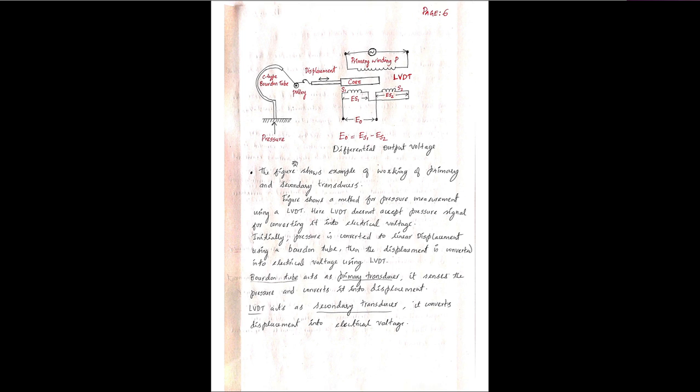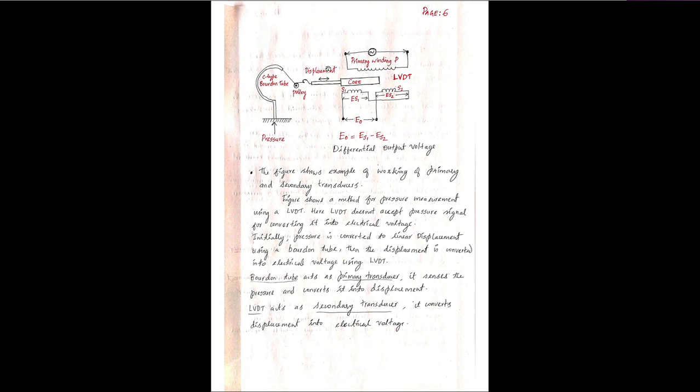Here you can see the example for primary and secondary transducer. Here you can see a C-type Bourdon tube, and the input we will be applying here is a pressure. Based on the pressure applied, the pulley will be changing, and the output will come as displacement. The wire connected here will be displacing with the help of this pulley.